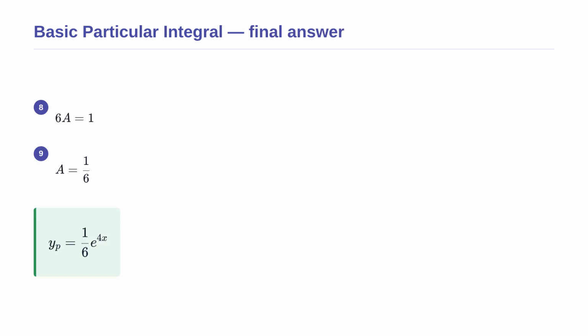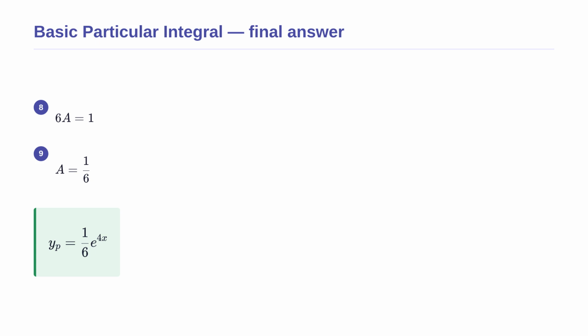Building on our simplified equation, we notice that the exponential term is present on both sides. Because an exponential function is never equal to 0, it is perfectly safe to divide both sides by it. This isolates our unknown constant, leaving us with a very simple linear equation. 6a equals 1. Dividing both sides by 6 gives us the final value for our unknown coefficient, which is 1/6. This specific number is the exact value required to balance the external force.